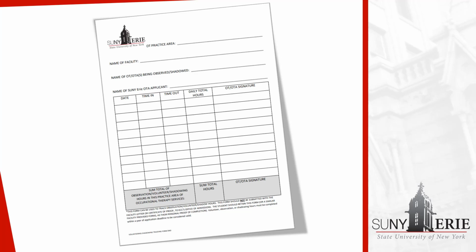It's important to know that shadowing hours must be completed within a year of the application deadline to be considered valid. So at this time that I'm speaking to you, our next application deadline is February 15th, 2019. That means anybody submitting their application by this date for fall 2019 admissions would need to have completed their shadowing hours between February 15th, 2018 and February 15th, 2019.